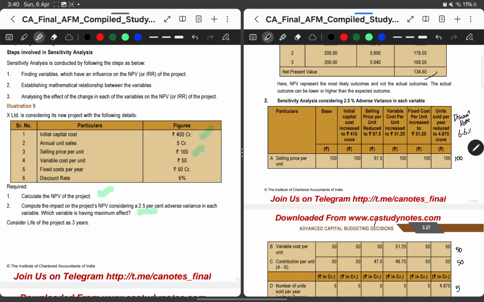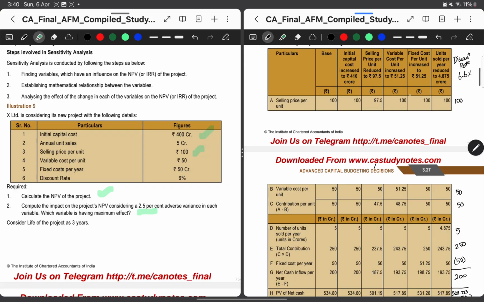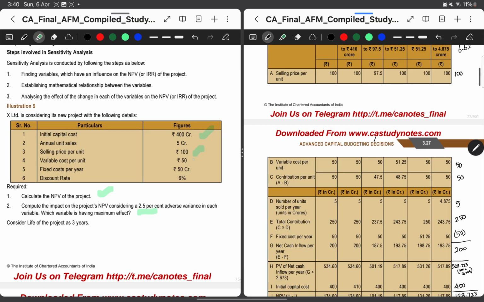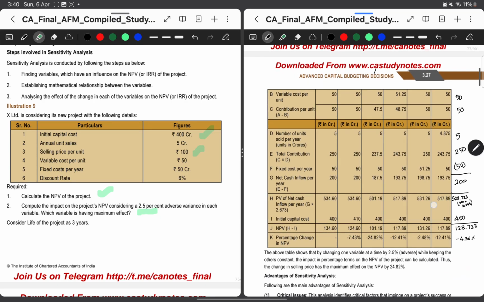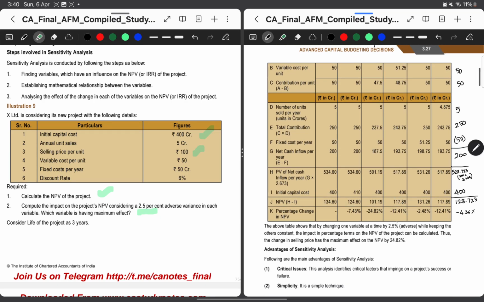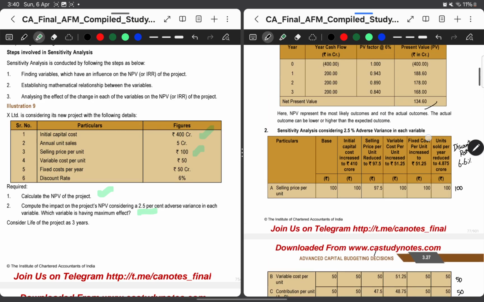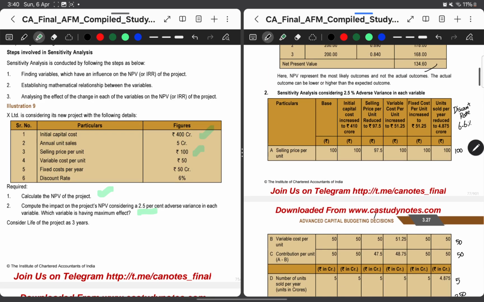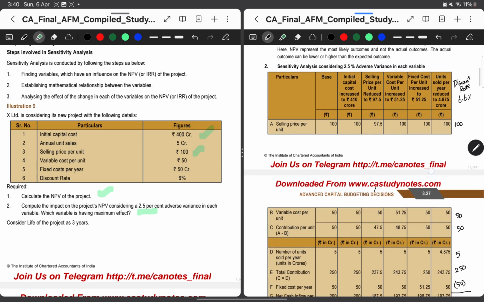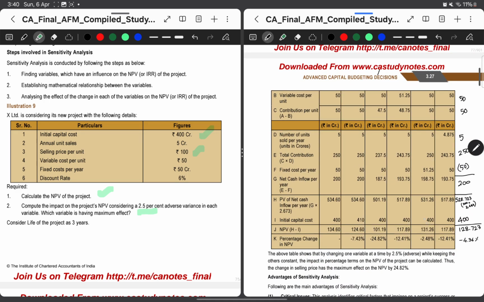Coming up next, variable cost. Ideally cost should increase, which is the adverse position. So 100 is my selling price per unit, and variable cost, previously 50, is now 51.25, and we are getting a contribution of 48.75. Then the NPV is 117. There is a reduction of 12%. Going on next, fixed cost will ideally increase in the adverse situation. So fixed cost has increased to 51.25. Then we are getting an NPV of 131.26. The reduction in NPV percentage is 2.48.